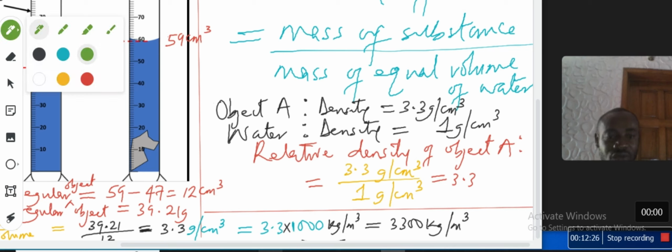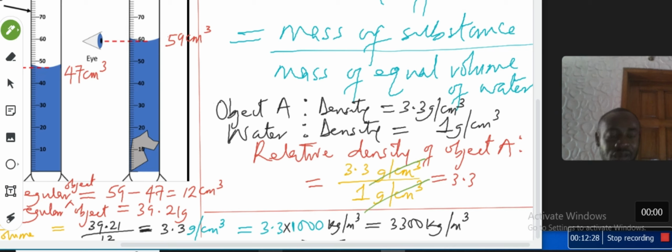Does it have a unit? Can you see that this will cancel out? So relative density does not have a unit. No unit. It's relative because it's a ratio. Ratios don't need to have a unit, because the units cancel out. So the relative density of this thing is 3.3.